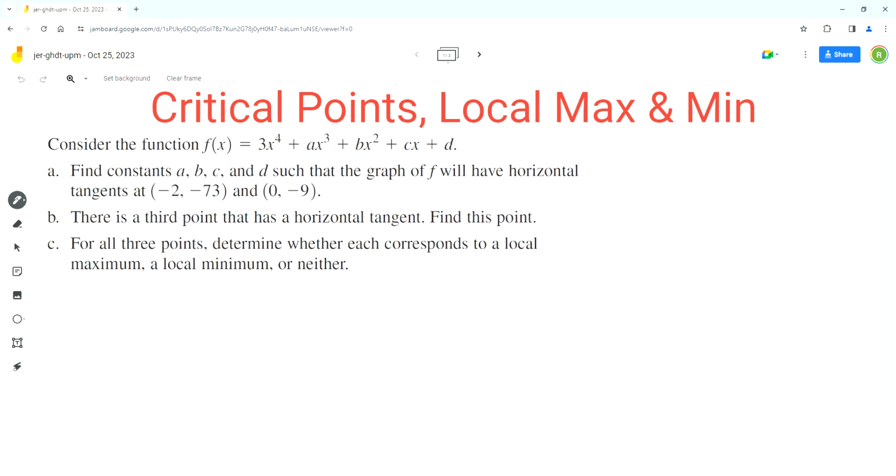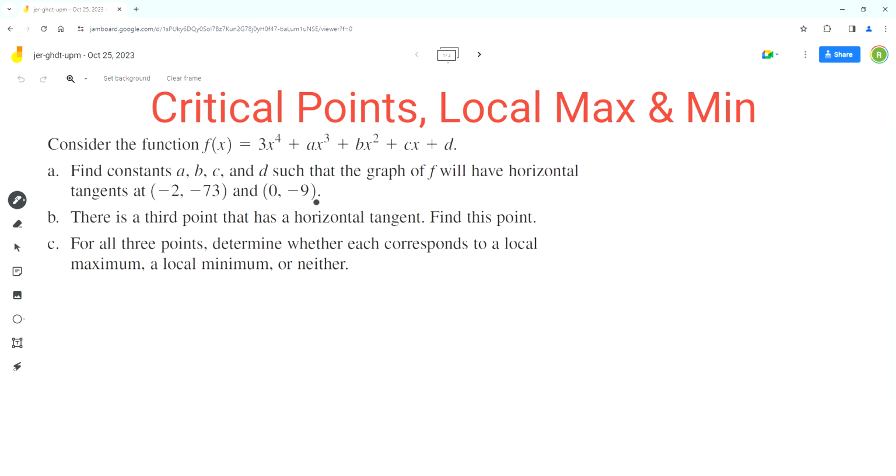So in this video, we'll solve this problem using the concepts of derivatives. As per the problem, consider the function f of x equals 3x^4 plus ax^3 plus bx^2 plus cx plus d. And in part A, we have to find constants a, b, c, and d such that the graph of f will have horizontal tangents at (-2, -73) and (0, -9).